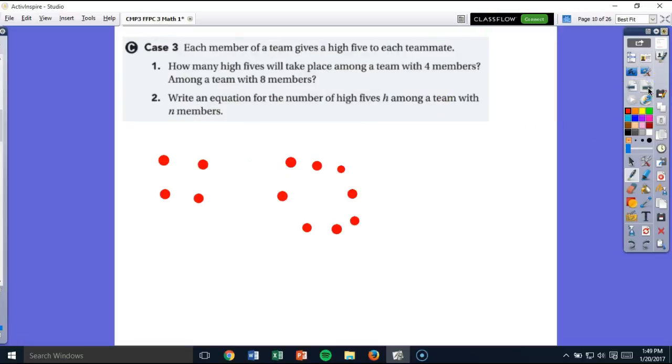And then in part C, each member of a team gives a high five to each teammate. So this is our third case. Now it's different. Now we're high-fiving each other. How many high fives will take place among a team with 4 members, among a team with 8 members, and then again, write an equation for that. So we're really looking for patterns in all 3 of these cases. Given a couple examples for each one, and then look at your patterns.